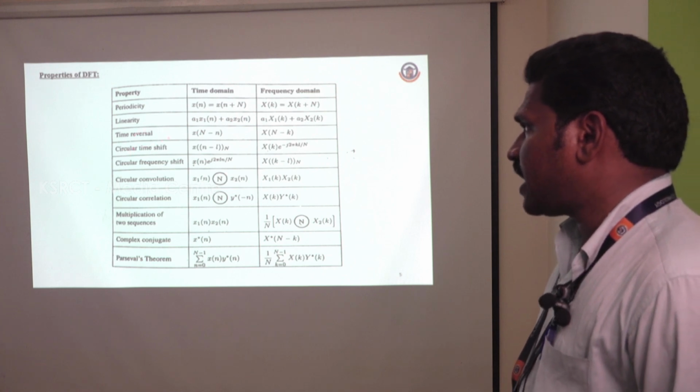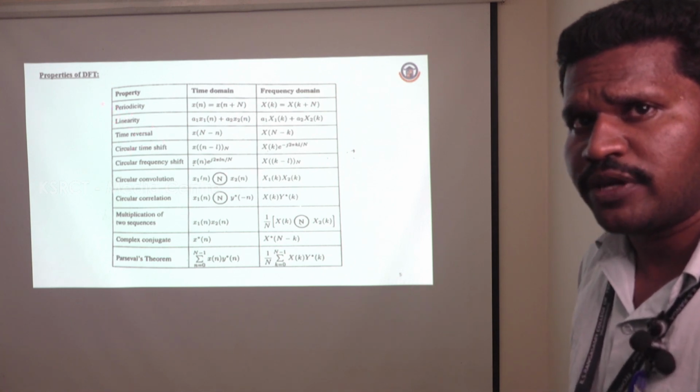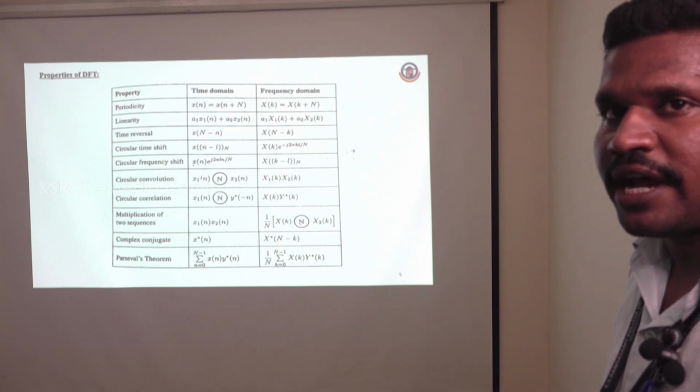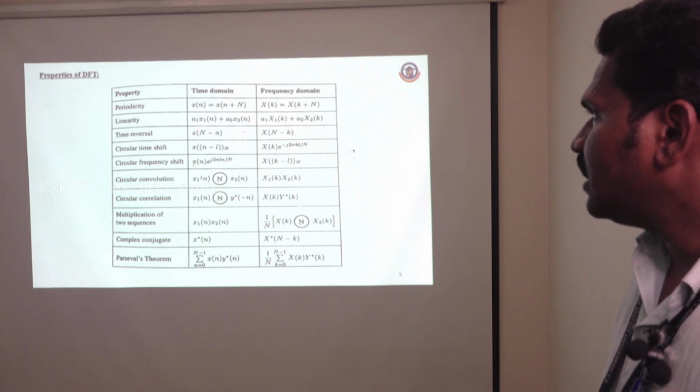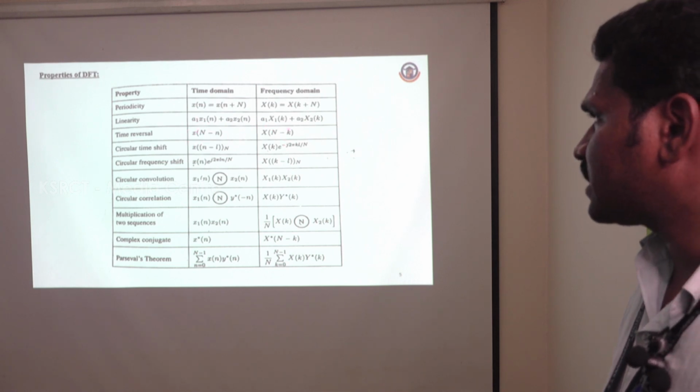Similarly, the third property is time reversal. What is meant by reversal? The time is reversed. Here, x of capital N minus n, so it is reversed by capital N. Therefore, the frequency domain is also capital X of capital N minus k.